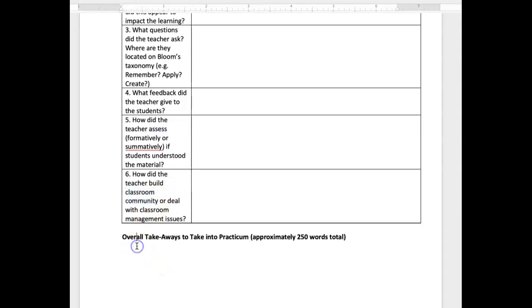And then I want you to write an overall takeaway to take into practicum. So from this lesson, I want you to think about, okay, when I go into my 3rd year practicum, what can I actually take from this analysis? It might be something like, I never knew that I had to repeat a concept in so many different ways to ensure that the students really understood the concept. Okay, so 250 words, it's like a page. Don't give me 1,000 or 2,000 words. Give me 250 words. What are you going to take forward into your practicum?